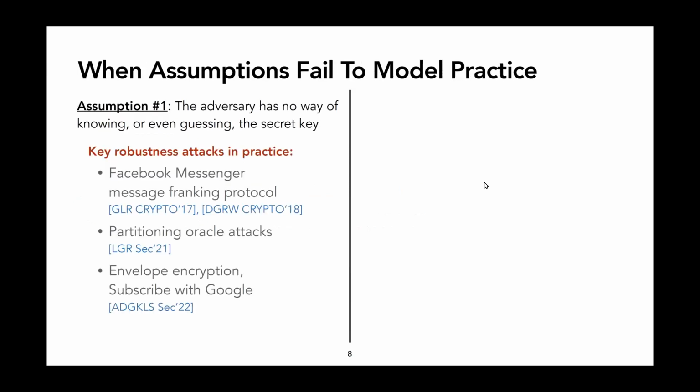So to go over some of these vulnerabilities, Grubbs et al. and Dodis et al. showed attacks against Facebook Messenger's message franking protocol. In prior work, we described a new class of attacks we called partitioning oracle attacks and showed how to exploit key robustness attacks in the OPAQUE and implementations of the OPAQUE password authenticated key exchange protocol, as well as Shadowsocks proxy servers. And lastly, Albertini et al. showed how to exploit key robustness vulnerabilities in envelope encryption and Subscribe with Google. So overall, we're seeing that there are real vulnerabilities in practice and that this model isn't capturing these.